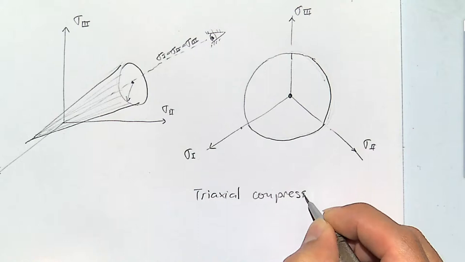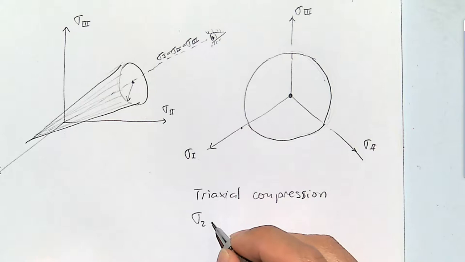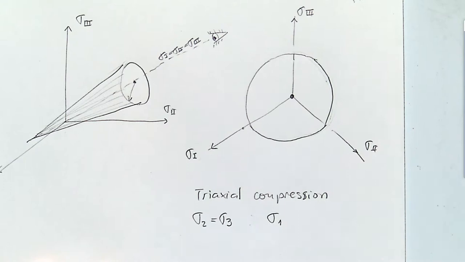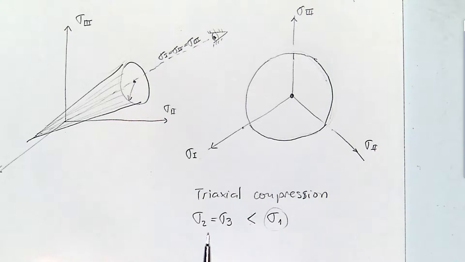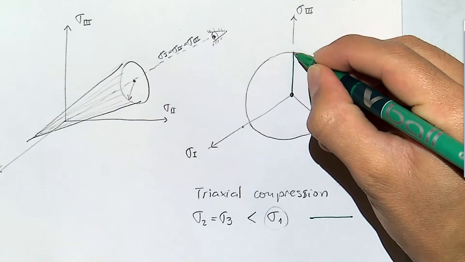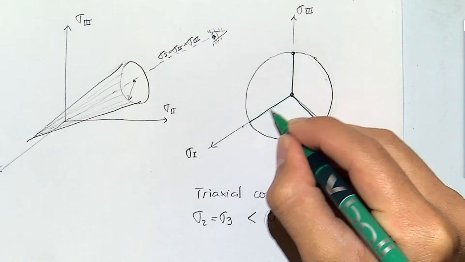and for triaxial compression, we're going to have that sigma 2 is equal to sigma 3, and those two are going to be smaller than sigma 1, where this is the maximum principal stress, and these two are the same. Basically, this is the test in which your radial stresses are the same and you're pushing in the axial direction. That is called axisymmetric compression. And the maximum value that you can get to is going to be the same either if you go in this direction, or in that direction.